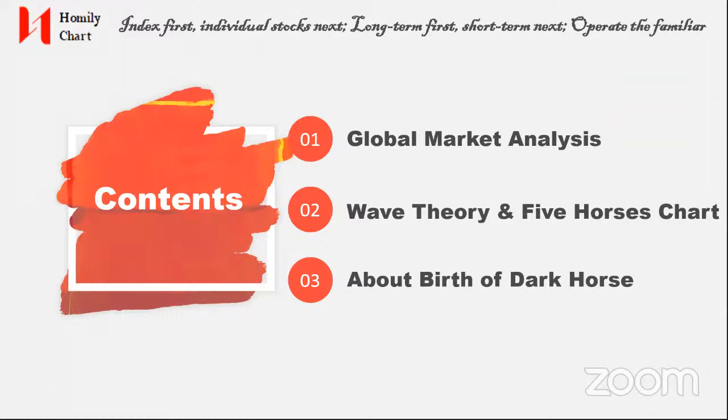The third part is about the birth of dark horse, because birth of dark horse, it belongs to the 5 houses chart, right? And it's the most important among the 5 houses chart. It's the first house. We have 5 houses, right? And the birth of dark horse, that's the first house. And later we will talk about the details about the birth of a dark horse, okay?